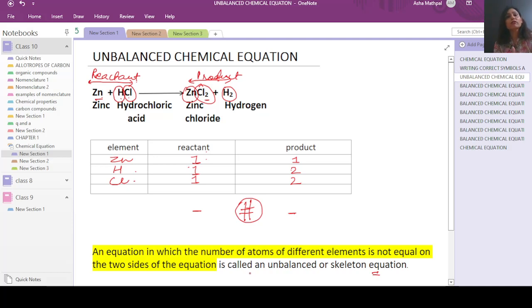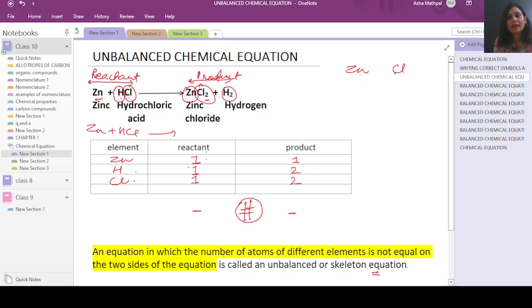Now we will see what a balanced chemical equation is, and then after that I will give you a few examples of how we can make it balanced. Before going to that topic, if you see here, the reactant is zinc plus HCl, right? But in the product, what we have written is ZnCl2. So how have we formed this compound, ZnCl2? This work you can do in the rough itself.